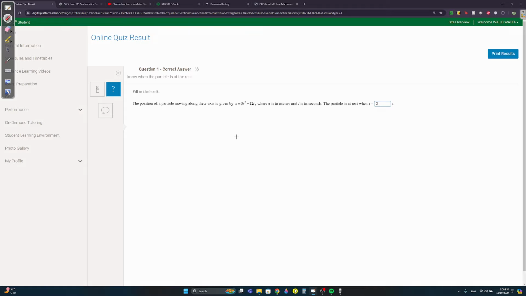Question 1. They gave you the position, and then they want when the particle is at rest. When the particle is at rest, they're asking for velocity at a certain time, so velocity equals 0. So we need to find v(t). They gave you x(t). How do you find v(t)?